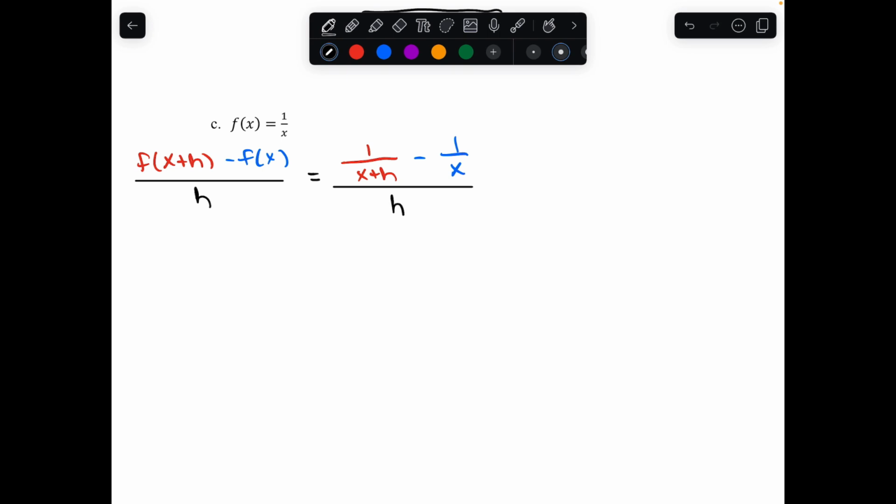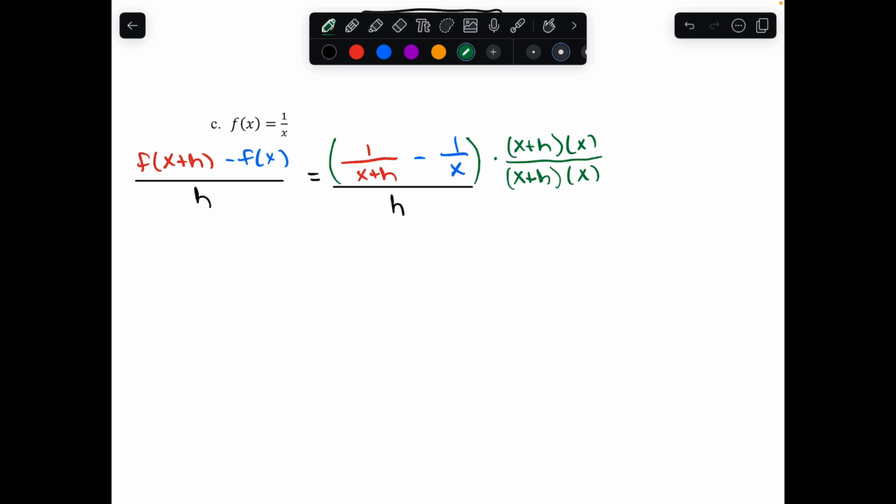Now in the numerator, I have two fractions, and they don't have the same denominator. I want to combine these two, so I need to make sure that they have a common denominator. How can I do that? I can multiply by 1 in a creative way. As in, I can multiply by the two denominators multiplied together divided by themselves. As in, (x plus h) times x divided by (x plus h) times x.